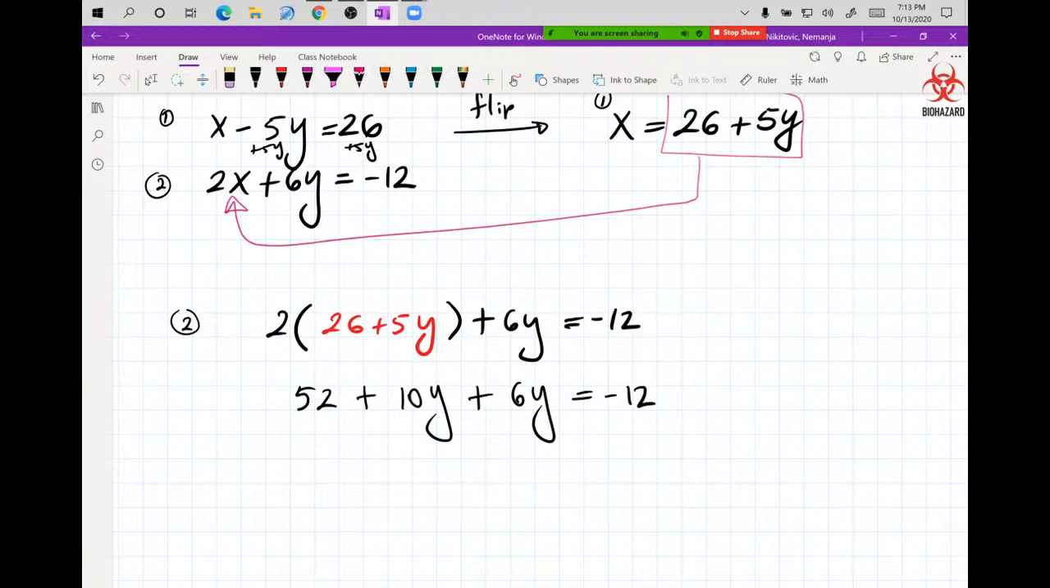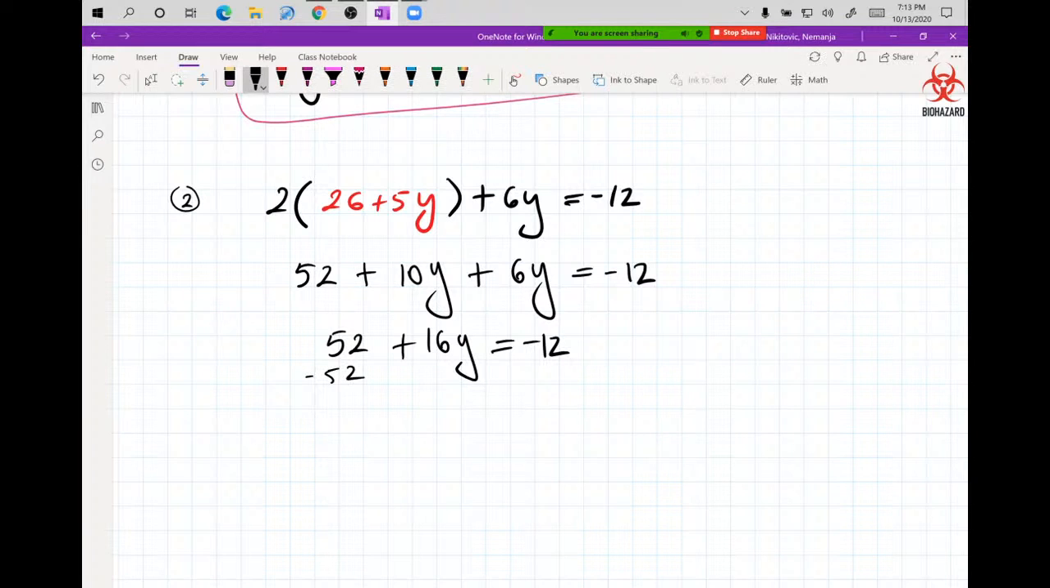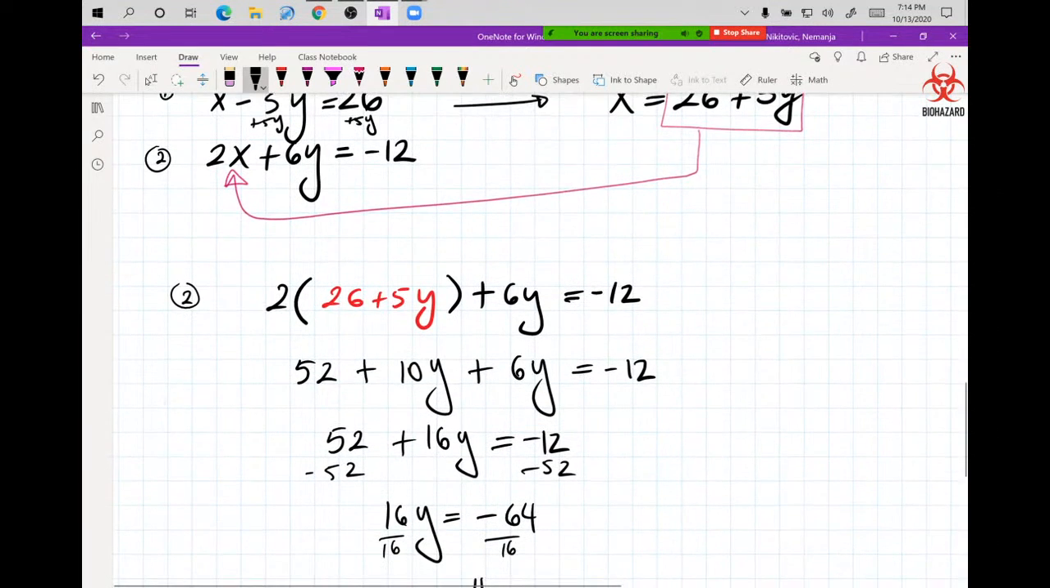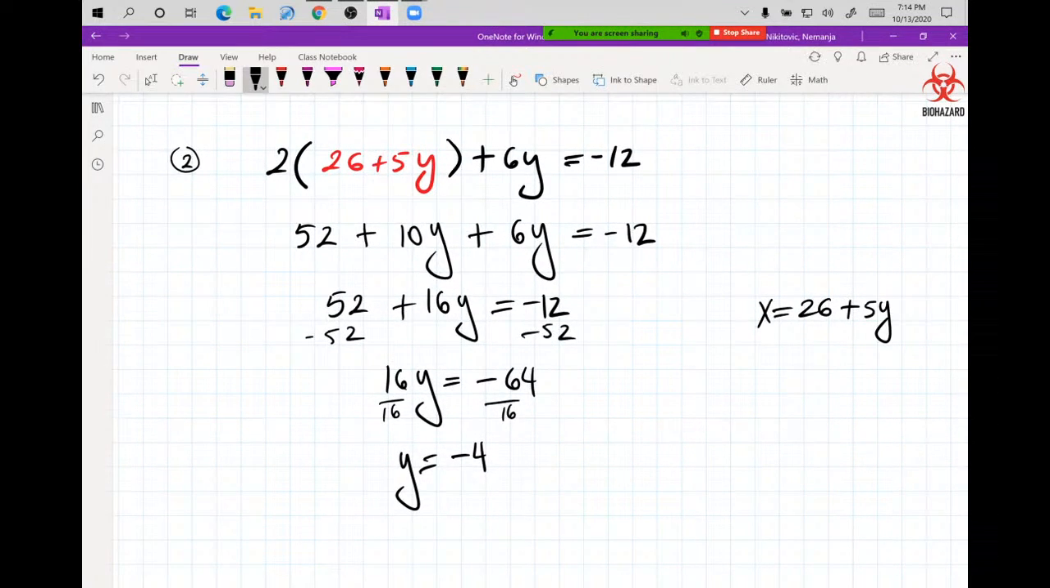Combine like terms into 16y. So 52 plus 16y equals negative 12. And then we subtract 52. 16y is equal to negative 64. And when we divide by 16, y equals negative 4. We were able to figure that out, and now we have that x is equal to 26 plus 5y. So x is 26 plus 5 times negative 4. So x is 26 minus 20, x is 6.